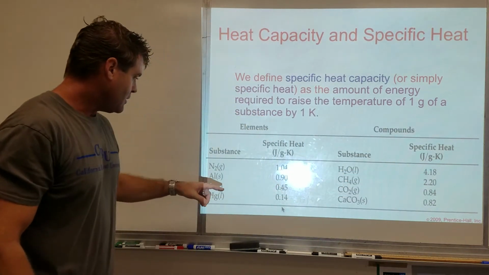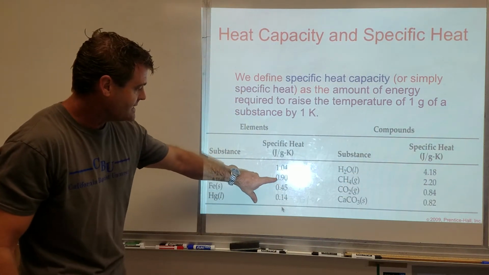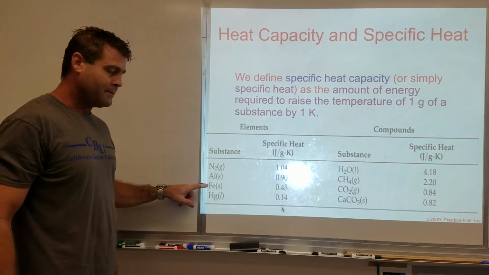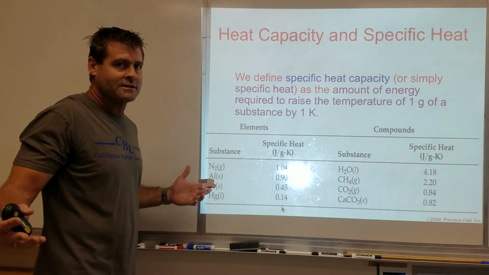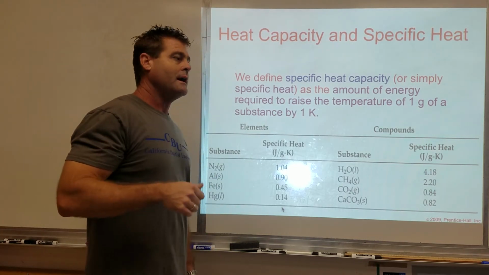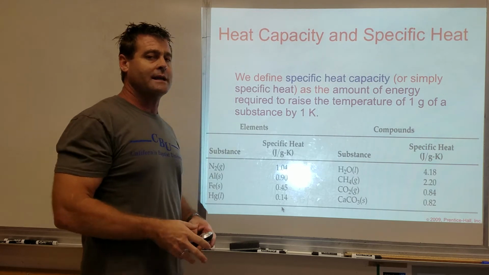But you'll notice these ones, which shouldn't be surprising, that have relatively low specific heat values. What are they? Aluminum, iron, mercury. Those are metals. And what do you know about metals? Don't they heat up really quick? They absorb heat, and the response is immediately a dramatic increase in temperature.